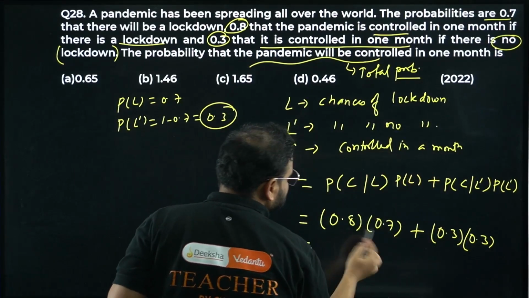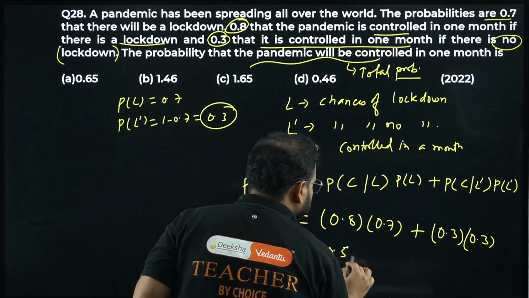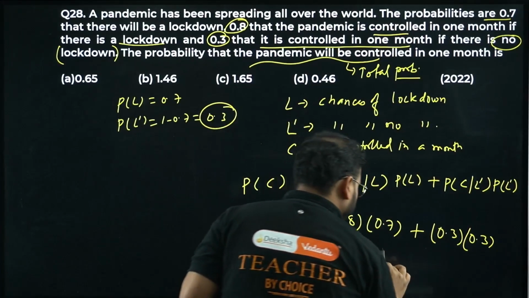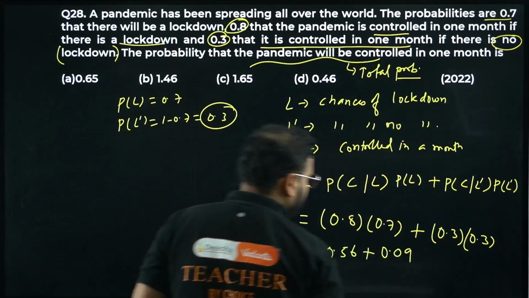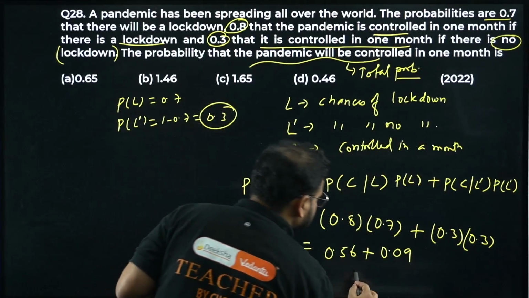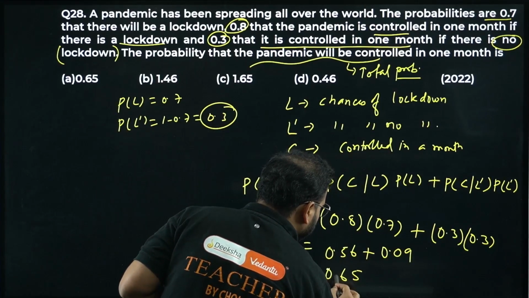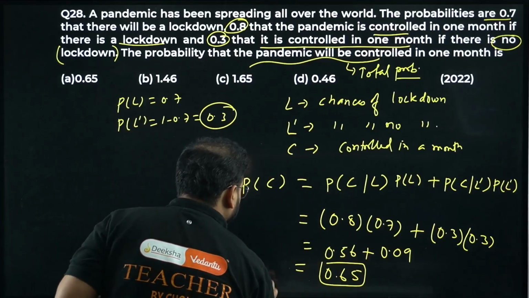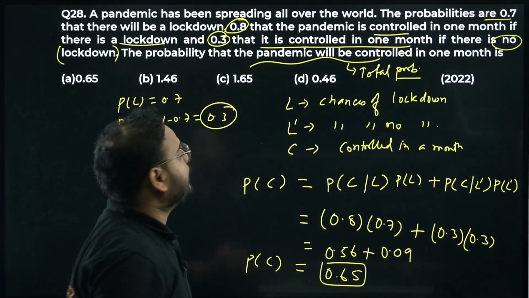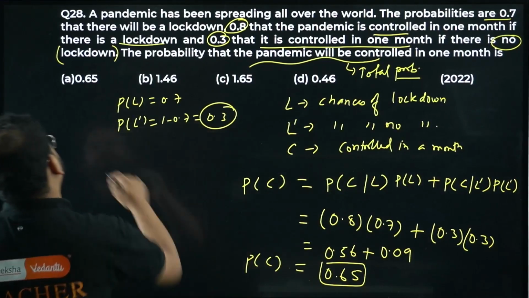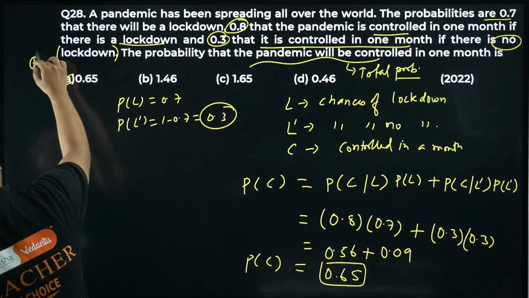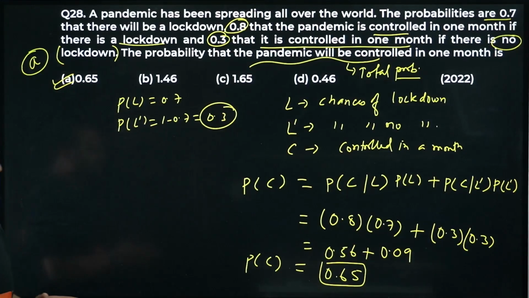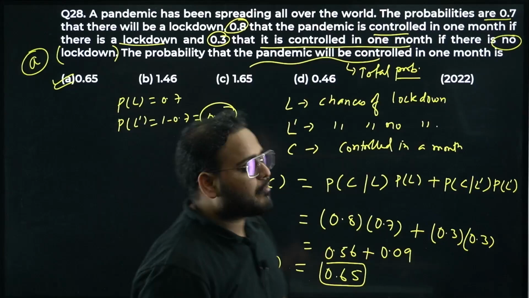What do I get? Have a look. 8 7s are 56, so 0.56. And I have 0.09. Correct? Added, I get 0.65 as my answer for controlling in a month. Okay, 0.65. Option A is correct. It's an excellent question. We like it from 2022.